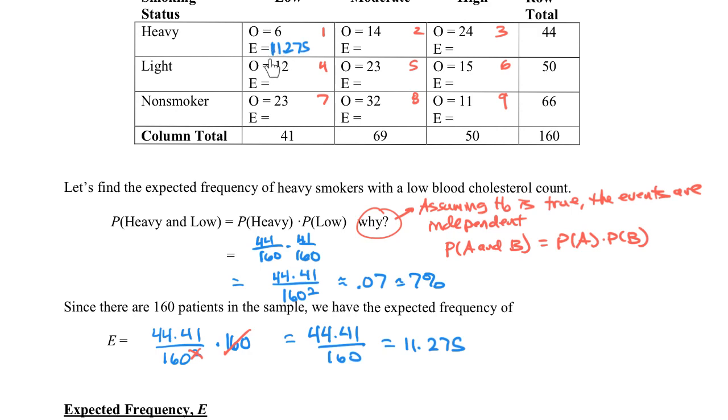So I don't want 11 here. If you put 11, we're going to lose too much information and we're not going to get good numbers. So we're going to put 11.275. So that means if smoking status and blood cholesterol count are independent, we would expect to see around 11 patients here. We only saw 6. So does that mean they're not independent?